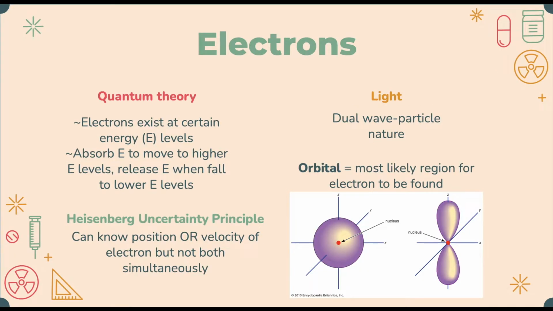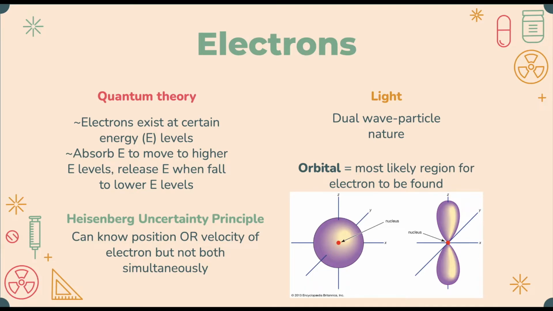Quantum theory states that electrons can only exist at certain atomic energy levels. When electrons move to higher energy levels, they absorb energy, and when they fall to lower energy levels, they release energy in the form of photons or light. Light has a dual wave-particle nature. In other words, it can act as a wave and as a particle.